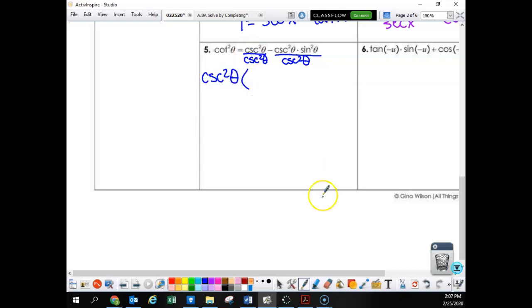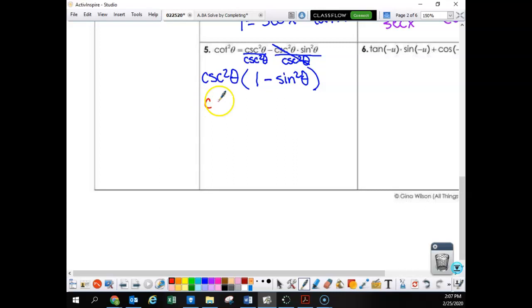Now, what's cosecant squared over cosecant squared? What does that equal? 1. Minus, now here cosecant over cosecant divides out, and what's left? Sine squared. So it's going to be 1 minus sine squared theta. Okay. Now, what is 1 minus sine squared theta equal to? Cosine squared.